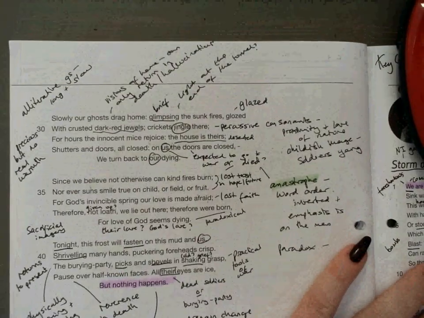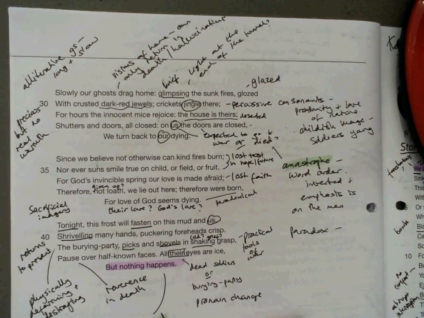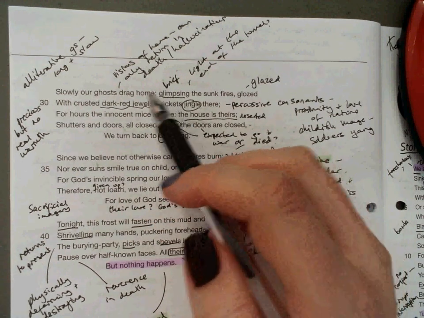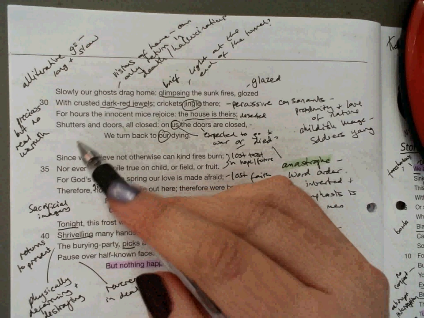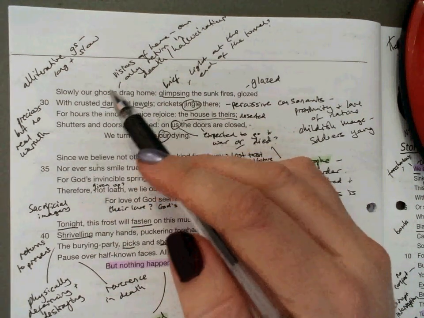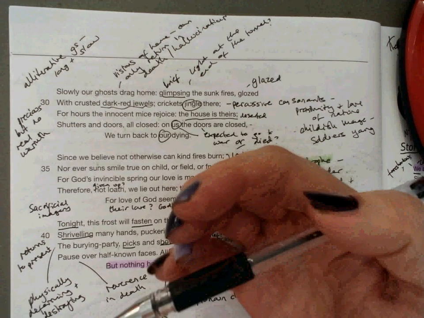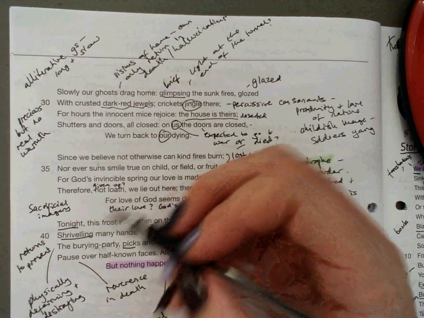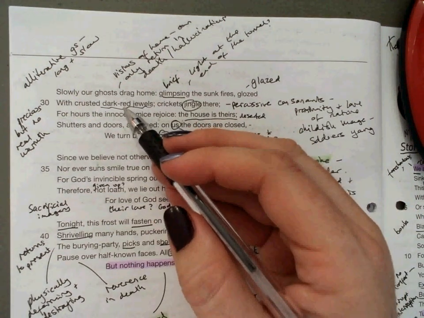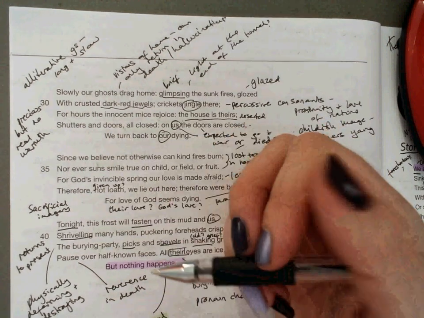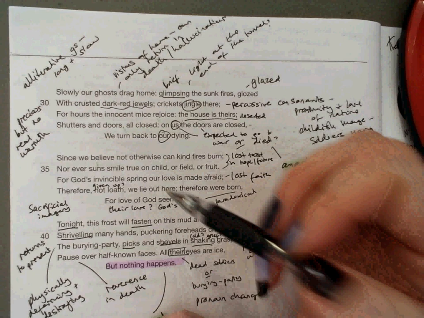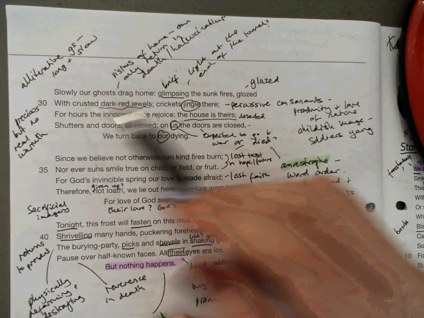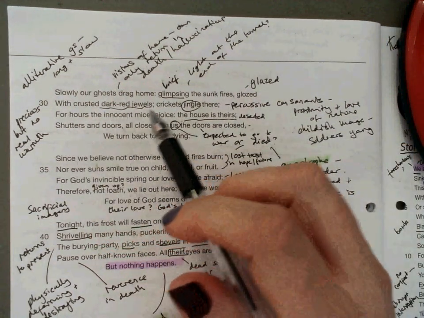Okay, so looking onto our next page then, we see the soldiers here. We've got this image of slowly our ghosts drag home. And again, some complexity to this stanza. Are the ghosts of dead soldiers going home, or is it just that part of them has died and they cast their memories back, but they're kind of the walking dead, and they drag home. That verb has a sense of difficulty towards that returning home, but they see in their mind's eye, briefly glimpsing fires, glazed, it's just an archaic term for glazed, with crusted dark red jewels.